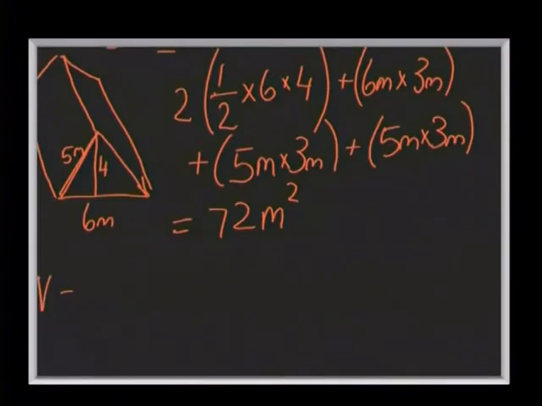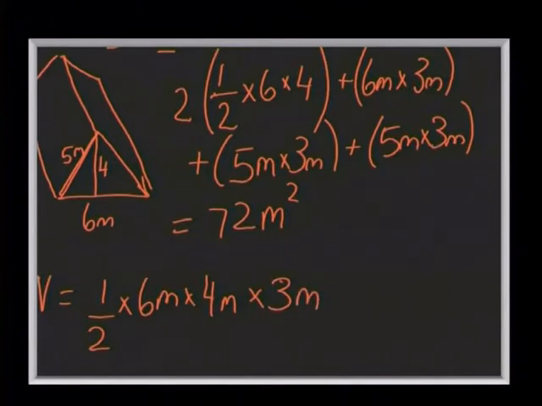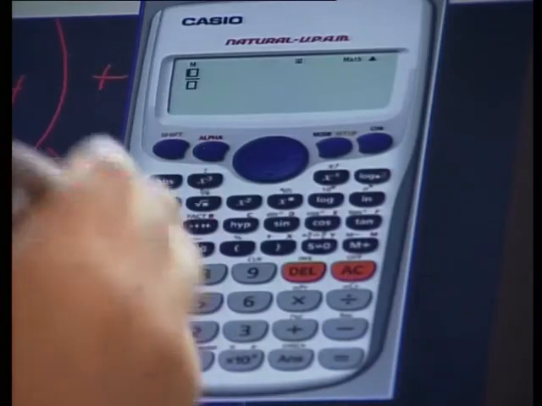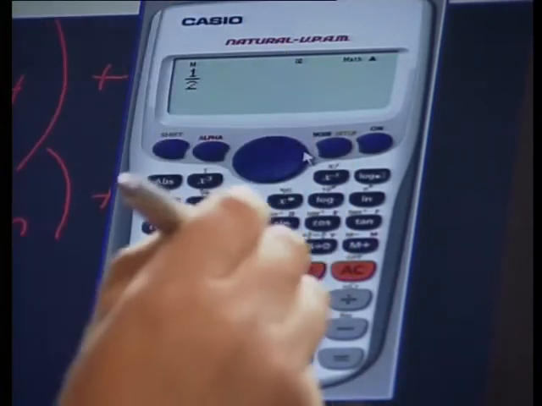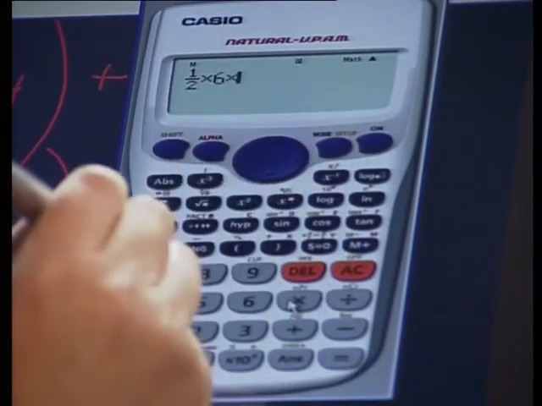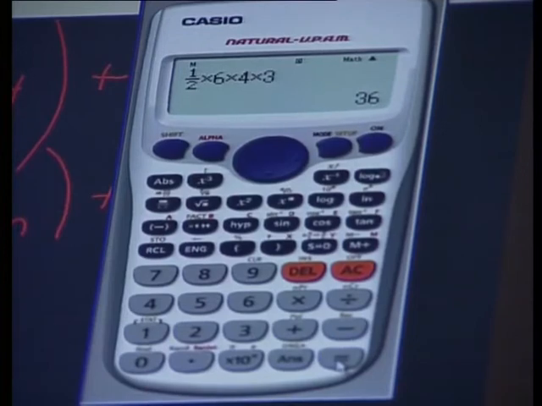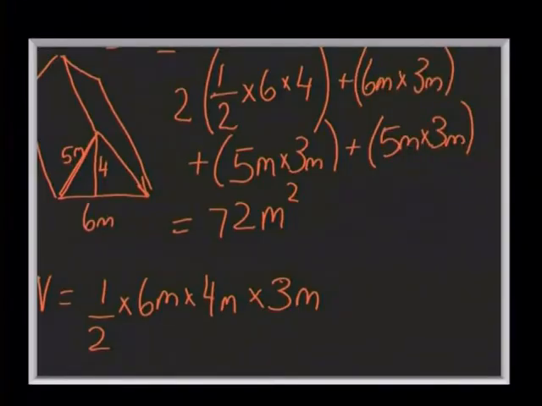So my volume is the formula for my triangle, half times the base, which was 6 meters, times the perpendicular height of the triangle, which was 4 meters, and then we're going to times that shape by the height of the prism, and in this case it was 3 meters. All we need to do now is substitute that into our calculator. Use the fraction button. Formula for the triangle, half the base times the height times the height of the shape, and we end up with 36. So let's go back to writing our answer. A little bit more space here.